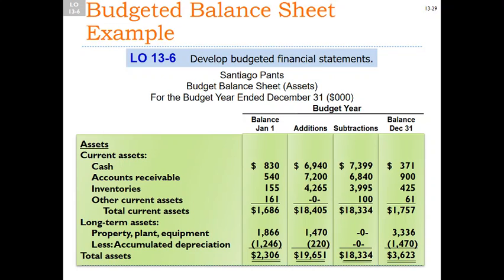So I mean the cash would be an easy one to figure out because we did that in the budgeted information, accounts receivable as well, inventories as well, and then figure out what other current assets are and put that in there. Long-term assets, that they have purchases of $1,470,000 for the year, so that would have probably come in some sort of acquisitions budget.